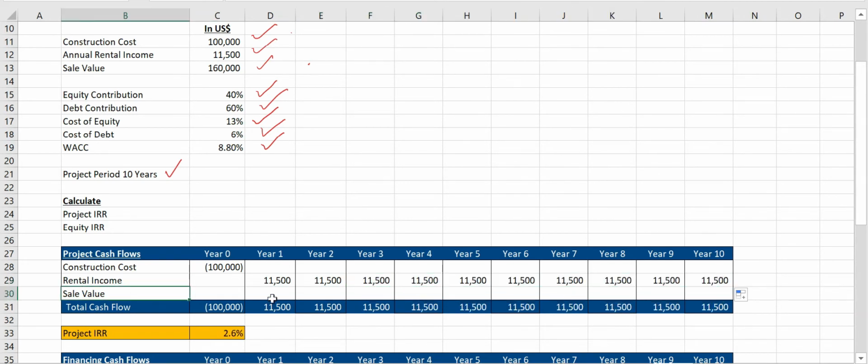Then the sale value at the end of the project will be how much? 160,000. So this is the sale value. So you can see the total project cash flows: year 0 is minus 100,000, and 11,500 up to year 9, then year 10 it will be 171,500 including the sale value.